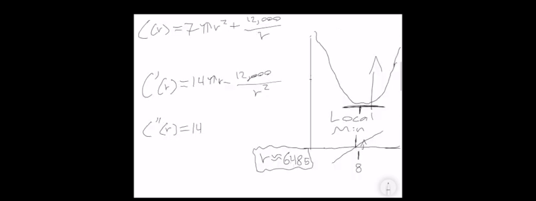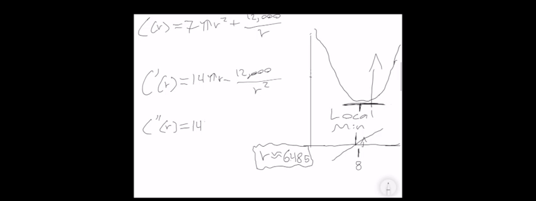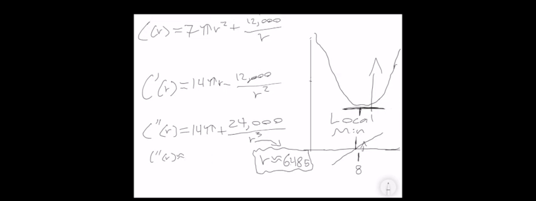Now let's write it over here. So we have 14 pi plus 24,000 over r to the third. And now having r equals 6.485 for the second derivative of the cost function, it approximately equals 131, which is positive, so it has to be a local minimum.